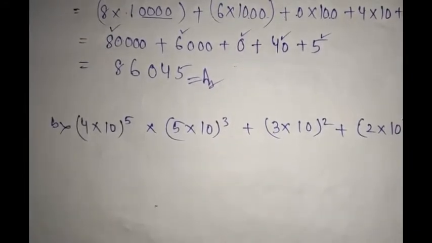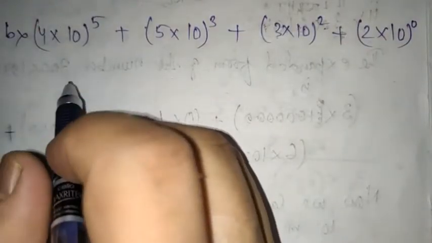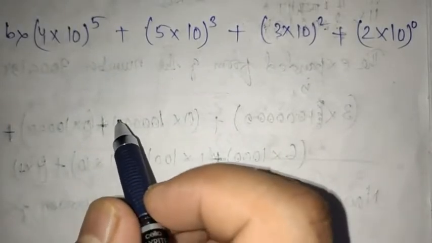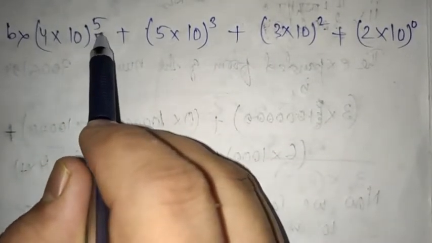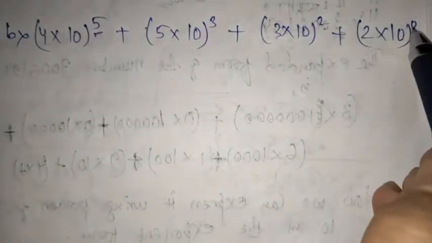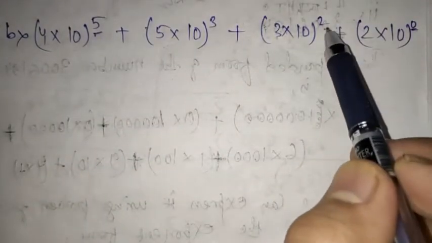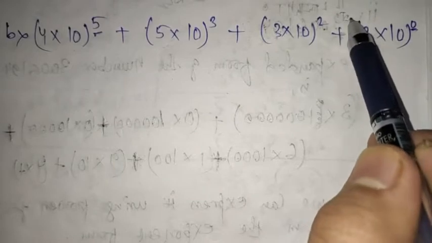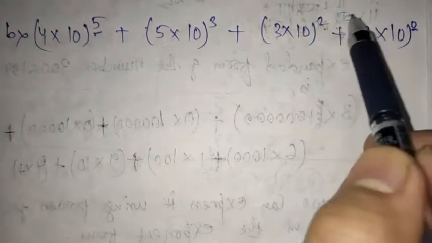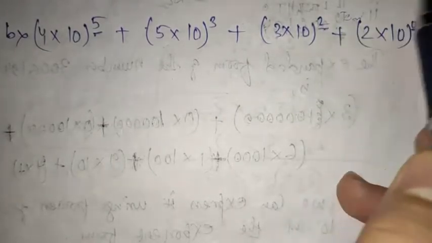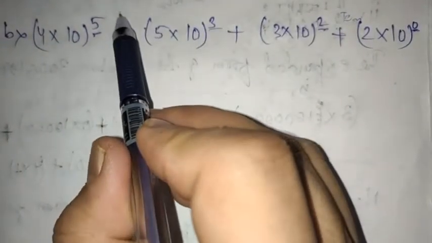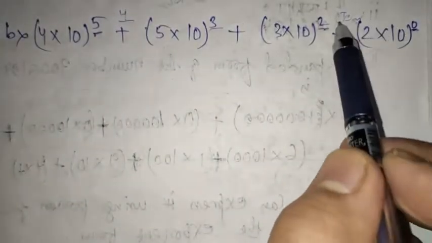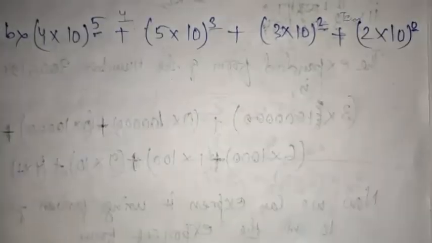Here we have the part B. To solve this we will use a similar concept, but just see the difference here: the power sequence is not there. Once you see ones, there is no tens position. Tens position is getting missed. Ones, tens, then 100, 1000. Here 10,000 is missing.